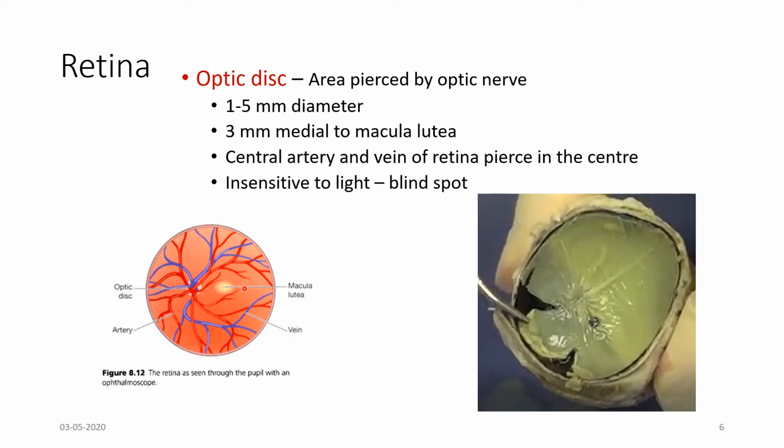In this picture of ophthalmoscopic visualization of the retina, you can observe the macula lutea, then the optic disc which is medial to the macula lutea, and you can see the blood vessels, the central artery and vein of the retina and its branches.